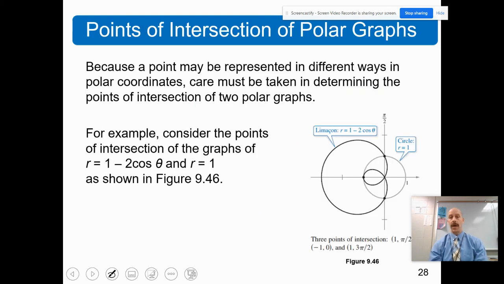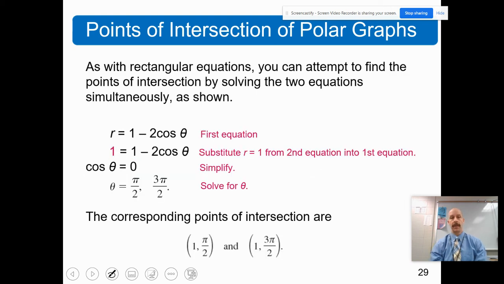Okay, so the next thing we need to look at is the intersection points on a polar graph. So where do these two polar equations intersect? If we look at this graph, we've got 2 graphs: r equals 1 minus 2 cosine theta and r equals 1. So r equals 1, of course, is a circle. And r equals 1 minus 2 cosine theta is what we call a limaçon. And we want to find where those intersect.